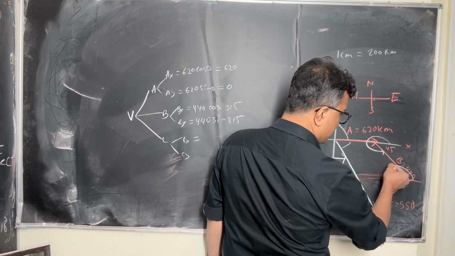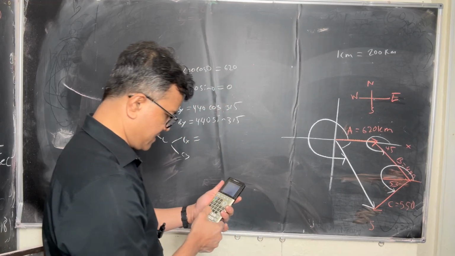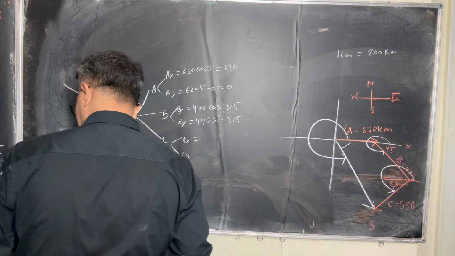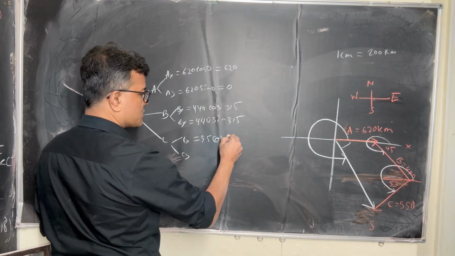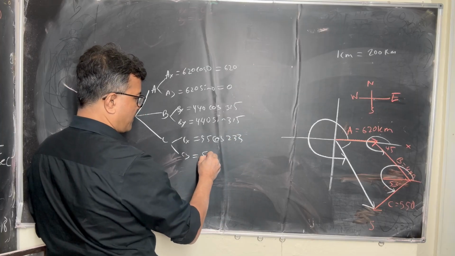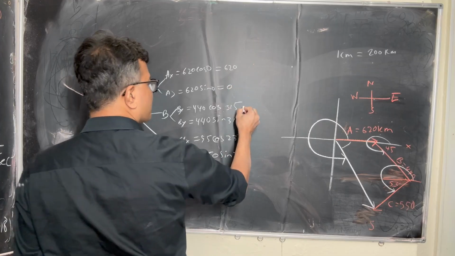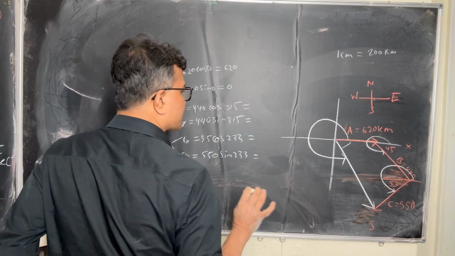Now let's do this one. So to do this, 180 plus 53, and that is 233. So 550 cosine 233, 550 sine 233. As you see, if you don't have to write those things down, this takes exactly 3 minutes.